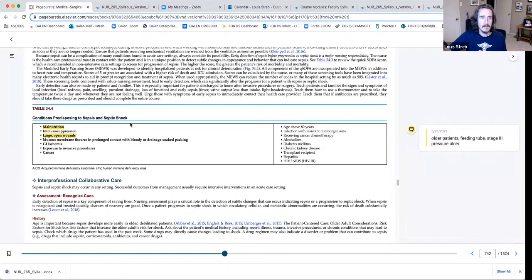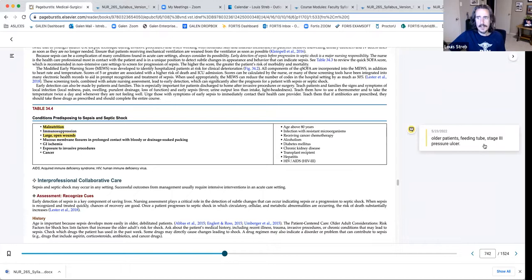Malnutrition. What do we know about malnutrition? If you don't have enough what? You can't build, you can't repair things. Immunosuppressed people, people with large wounds. Over here, your older patients, your patients on a feeding tube, your patient with a stage 3 decubitus ulcer.